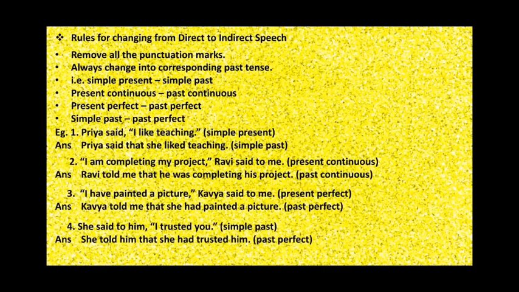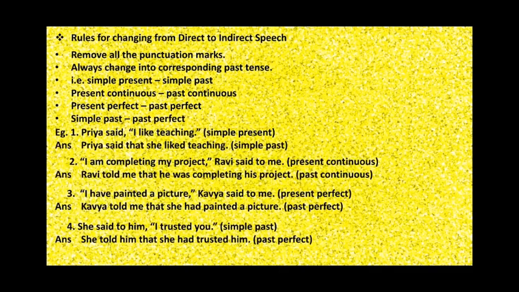That is, if the direct speech is in simple present, it should be converted into simple past in the indirect speech. Similarly, present continuous has to be changed to past continuous. Present perfect to past perfect in the indirect speech. Simple past to past perfect in the indirect speech. Let's see some of the examples.